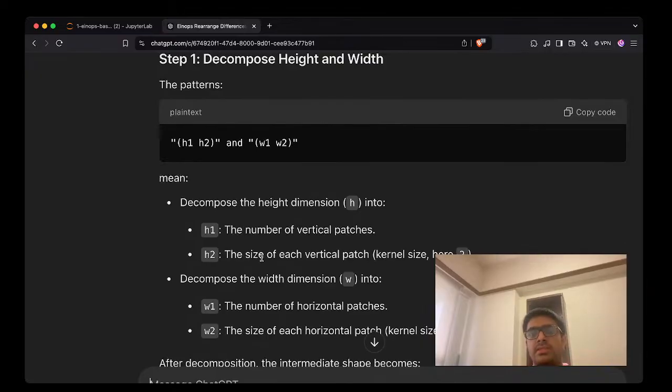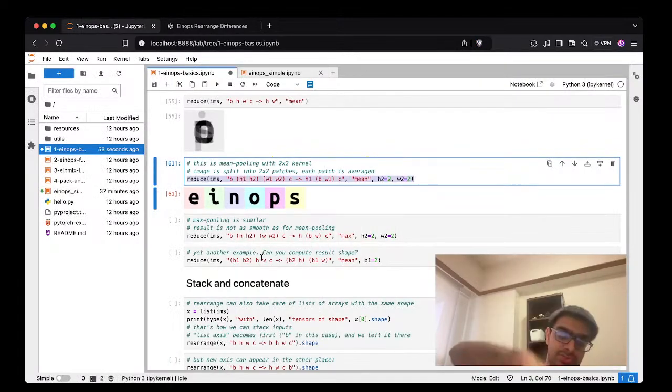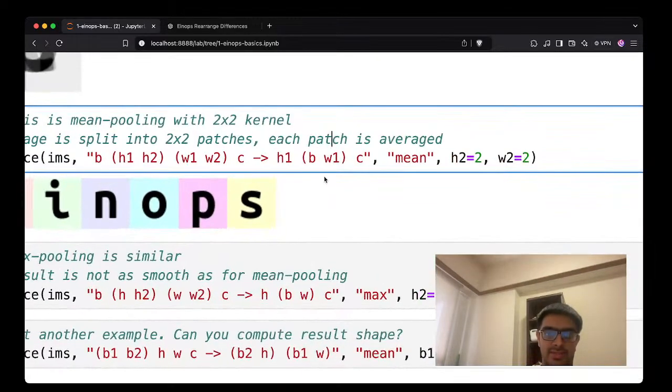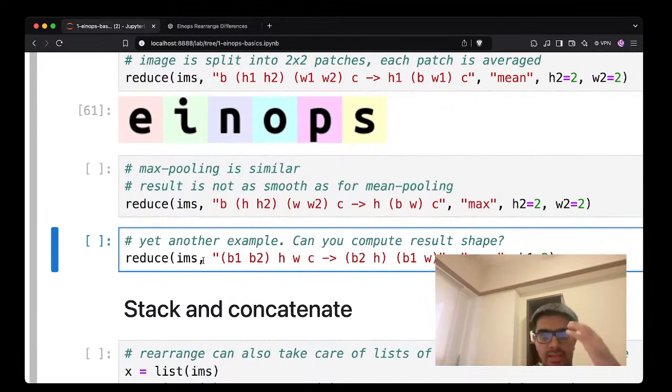Patches. Oh, I see. So number of patches, number of horizontal patches, and size of each patch, right? So then we say, hey, we want a horizontal patch of H1. We want B times W1, and then we say that whatever is in between these, we lose. How do we deal with it? Mean it. Makes sense. Yet another example.